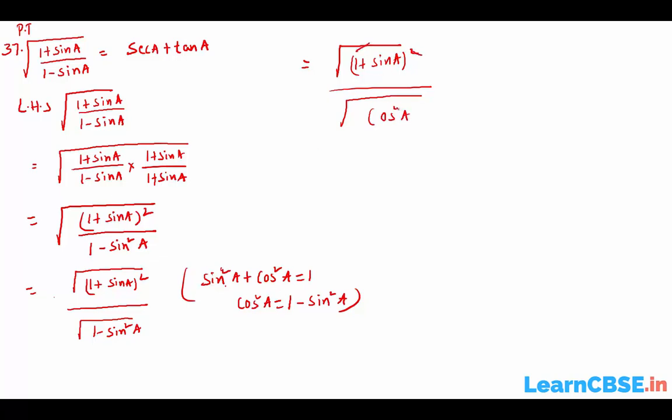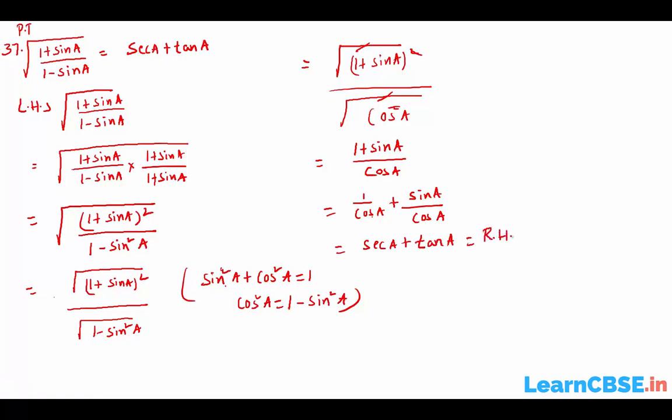Square root will cancel, square root will cancel, and you will be left with 1 plus sin A whole divided by cos A. That means split this: 1 by cos A plus sin A by cos A. 1 by cos is nothing but secant A, sin by cos is nothing but tan A. So which is RHS, secant A plus tan A. Let me move to the next problem.